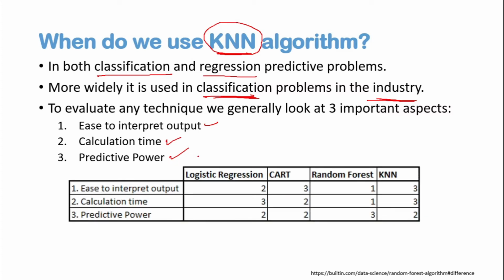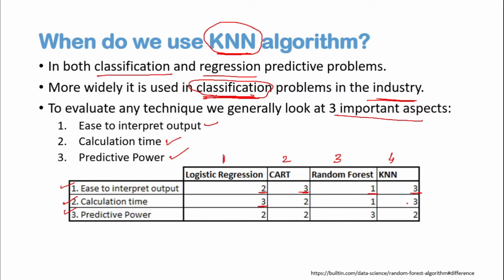So there are examples of algorithms for classification, because we are into classification now. A few algorithms, namely: one is logistic regression, second is CART, third is random forest, and the fourth one is KNN. We have taken three important aspects. The first aspect is ease of interpreting the output.